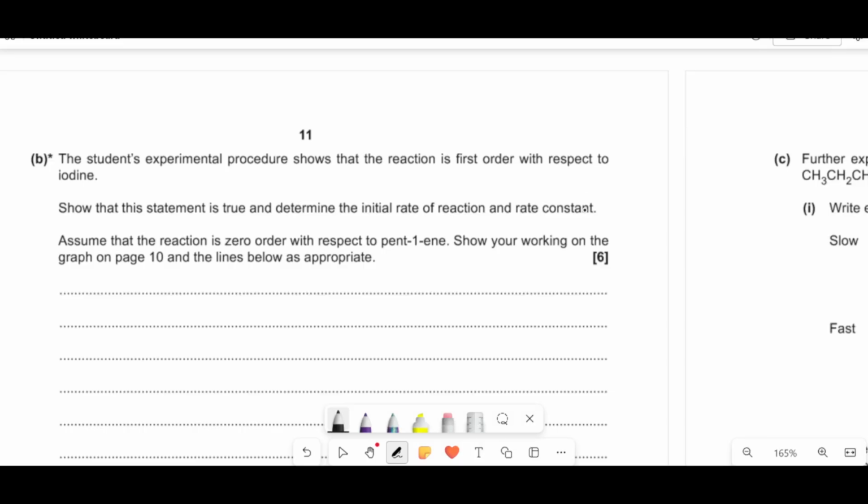Now it says, the student's experimental procedure shows that the order of reaction is first order with respect to iodine. Show that this statement is true and determine the initial rate of concentration and the rate constant, and assume that the reaction rate is 0 with order to pent-1-ene, and show your working on graph and the lines below as appropriate. So what we need to do is there's multiple ways around this. What we first need to do is show that it is first order. So, show the statement is true, and then also find the initial rate of reaction and the rate constant.